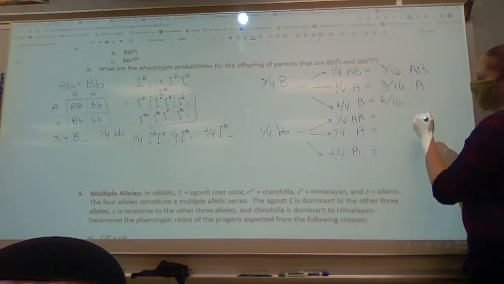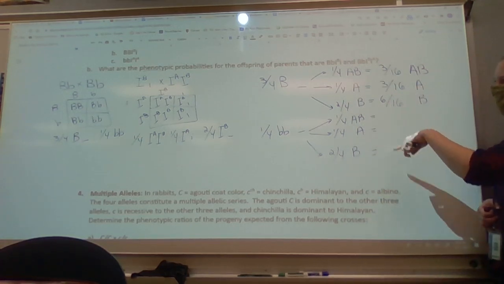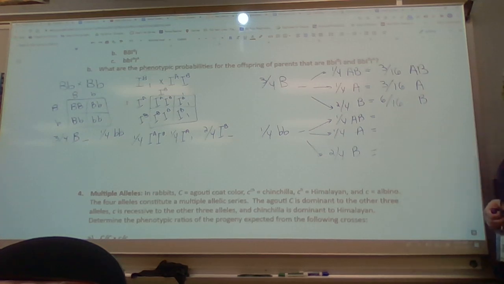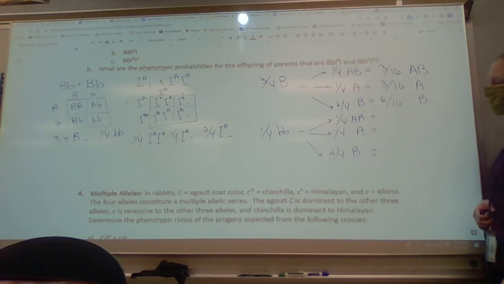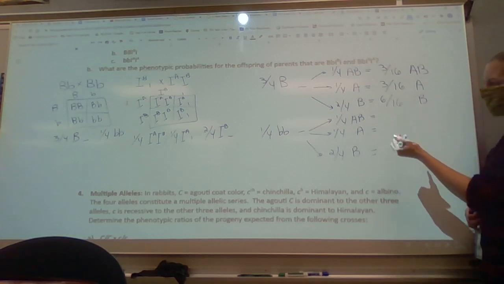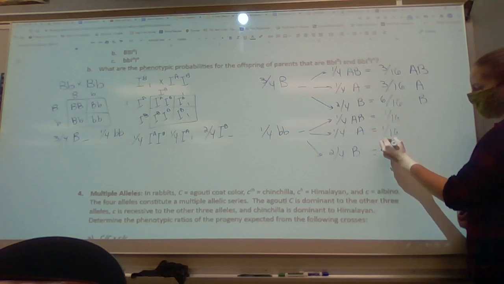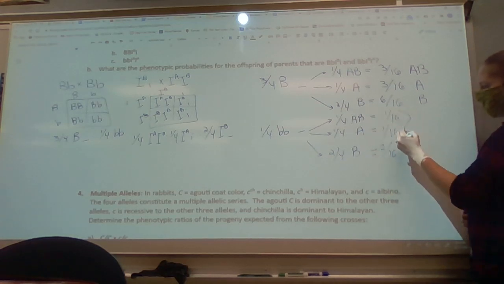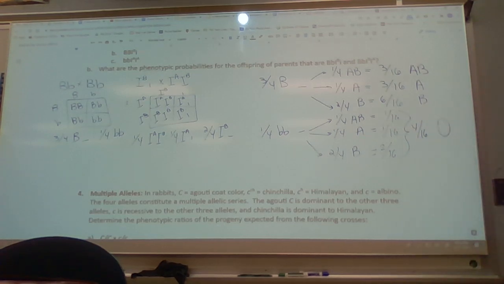6/16 are going to have B. All the rest of these individuals are going to have type O. So you could just add up 3 plus 3 plus 6, which is 12. Subtract it from 16. That's how many are going to be type O. But just so: 1/16, 1/16, 2/16. All of those individuals are going to be type O. So there's my phenotypic ratio, 3:3:6:4.